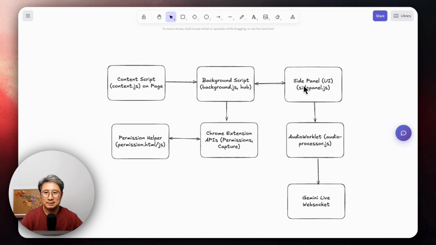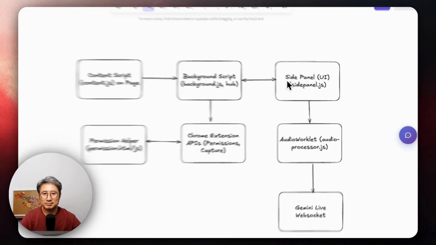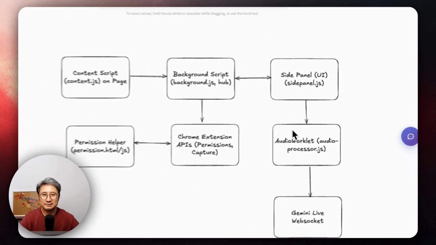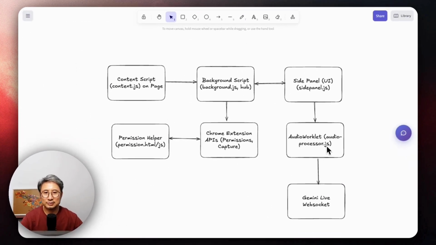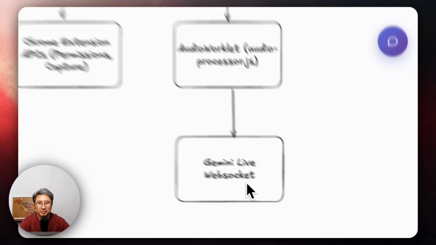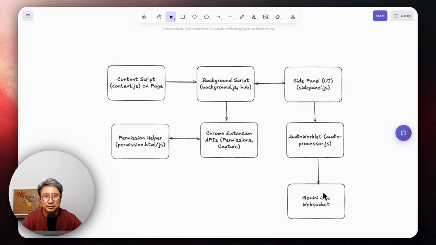From there, the side panel captures the microphone audio and sends it to a special audio worklet for processing. That worklet resamples the audio and sends it back. At that point, the side panel sends the processed audio and screen capture over a WebSocket connection to the Gemini Live API. Gemini then streams back the transcript and the spoken audio response, which our side panel shows and plays.